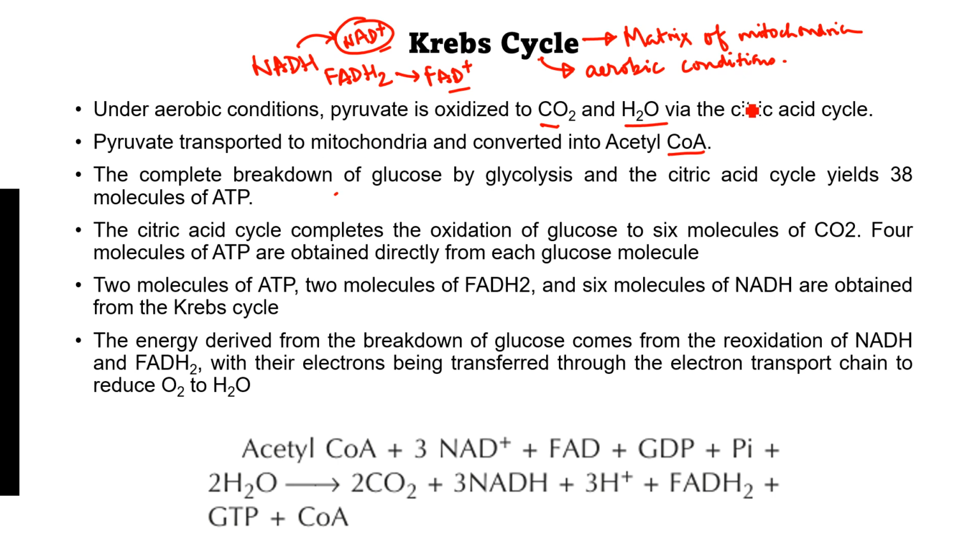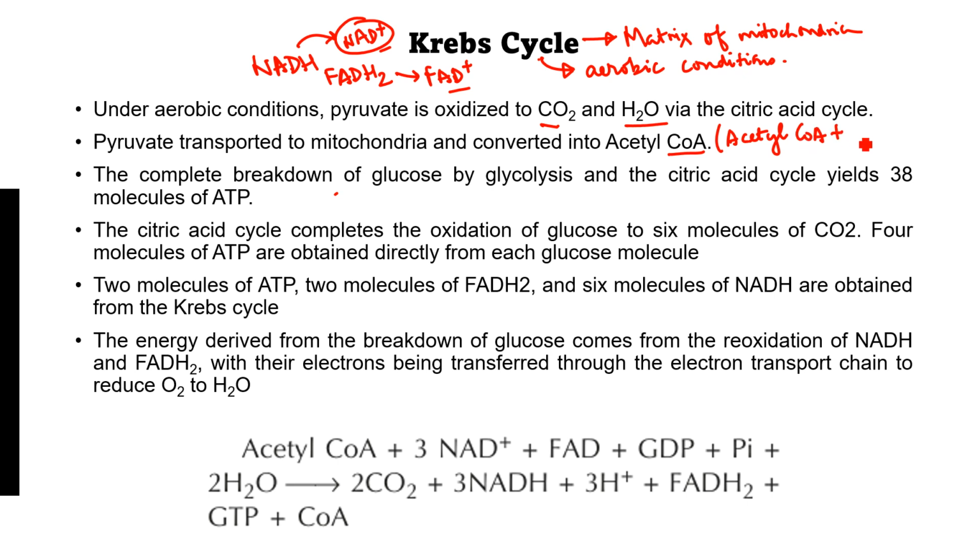So in the first step, what happens? The pyruvate which was produced during glycolysis converts into acetyl CoA, and then the acetyl CoA will move into the Krebs cycle, right? Acetyl CoA and oxaloacetate will combine to give a 6 carbon compound, which is citric acid, right? So this is the first step of the Krebs cycle.